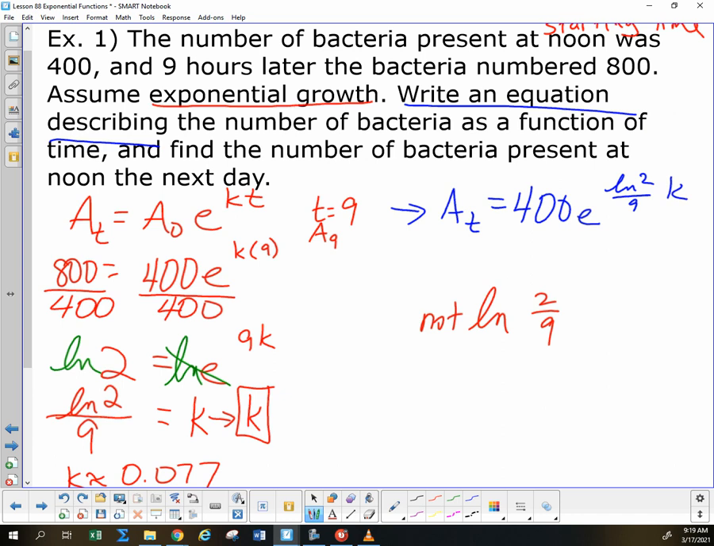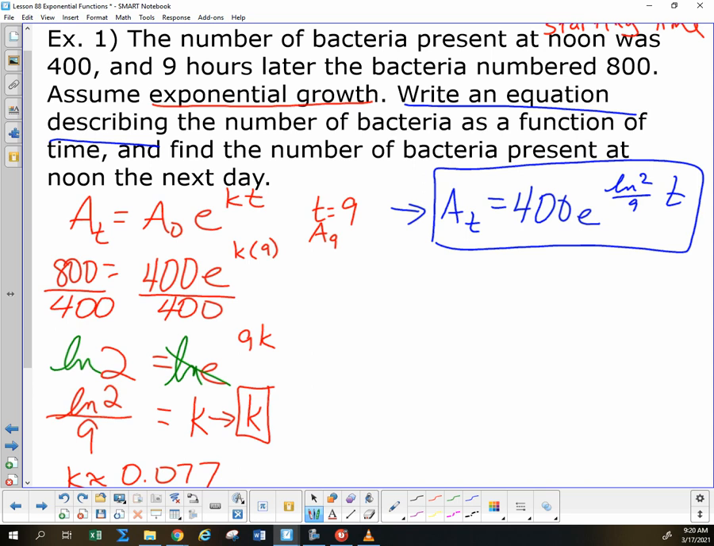But now we want the amount present at noon the next day. Wait, Ms. Smith? Uh-huh. Shouldn't the k be t? You're right, thank you. I need you guys to keep me honest here. That was k, and then we need to be multiplying that times t. That is our general equation.